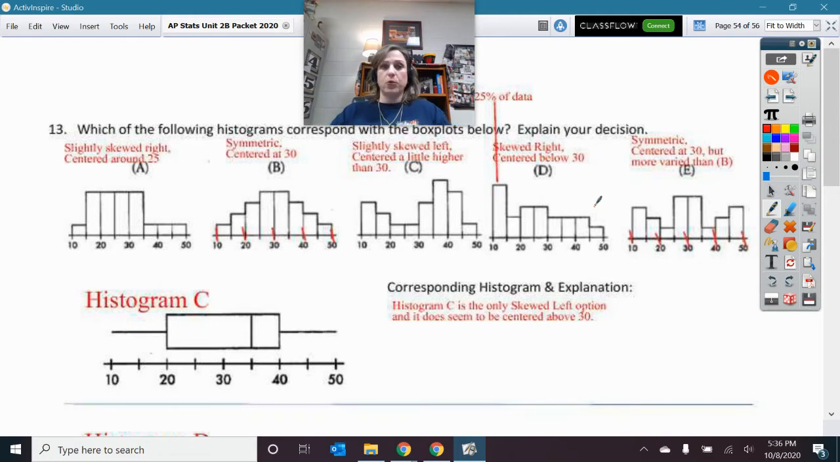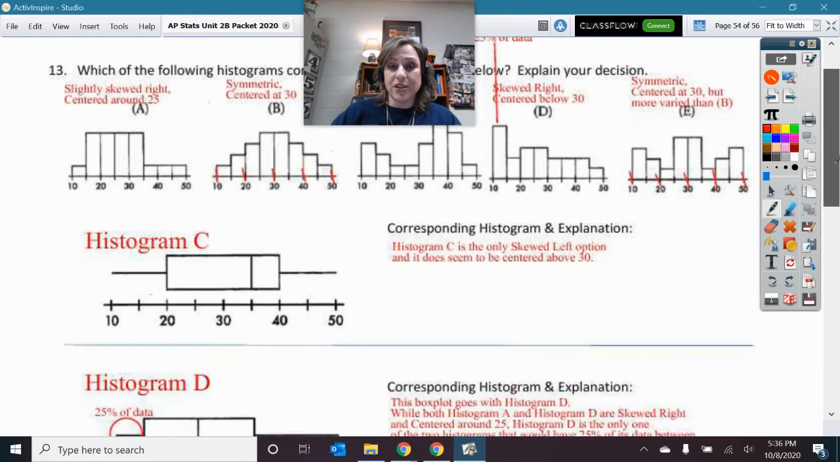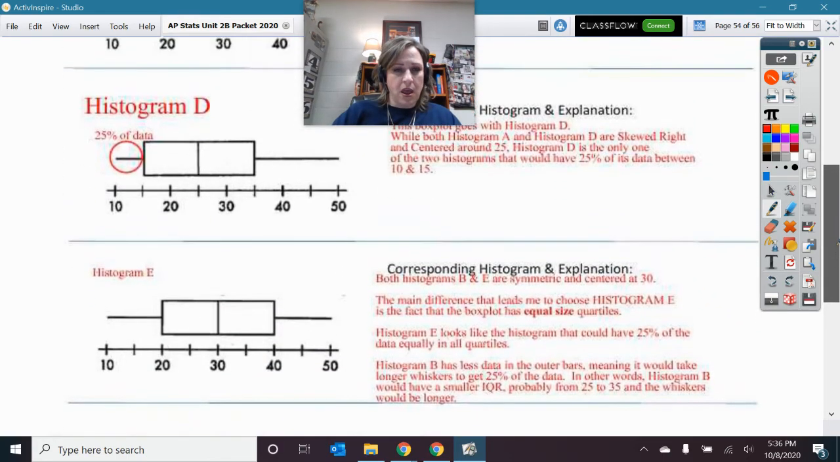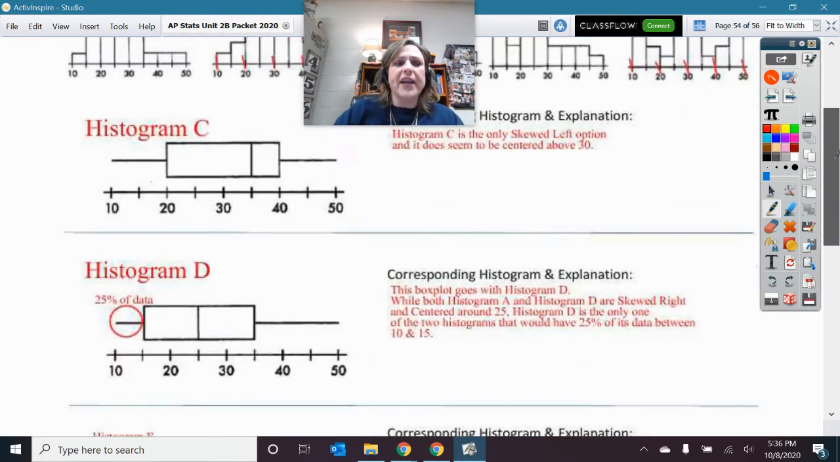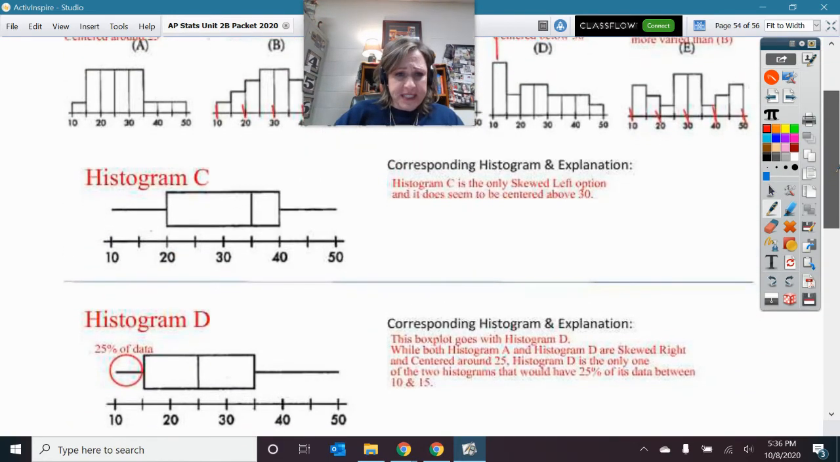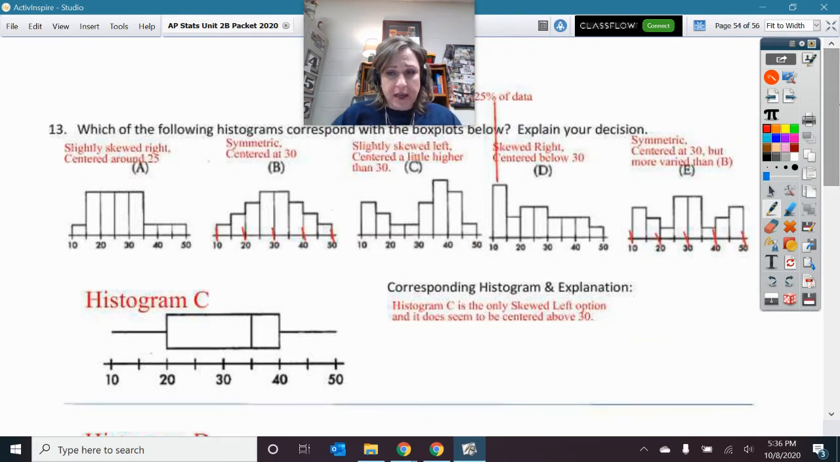Next. Okay. Ooh, this one had some really good stuff in it. I think this first one was pretty easy to see. It was skewed to the left, and this was my only skewed left option. So done. That was histogram C. Now, look here. Here's where it got tricky. These next two. Oh, okay. I guess this one, histogram D, was skewed to the right. But I was like, which one is it? Is it going to be D or is it going to be A?